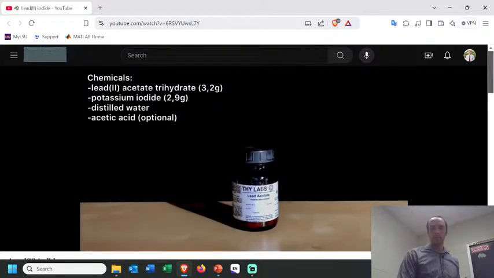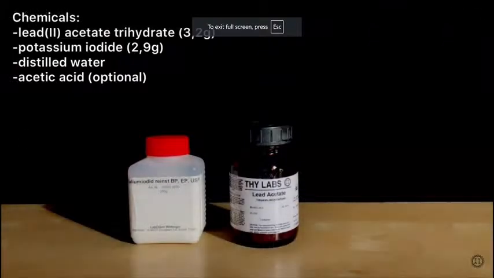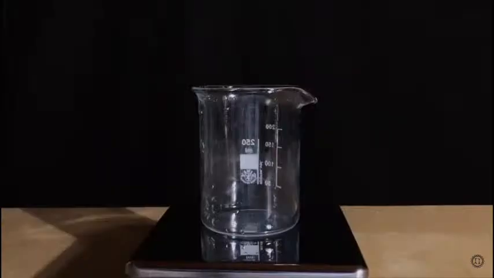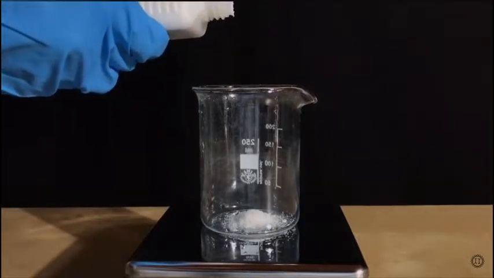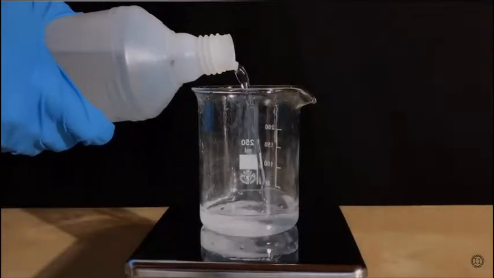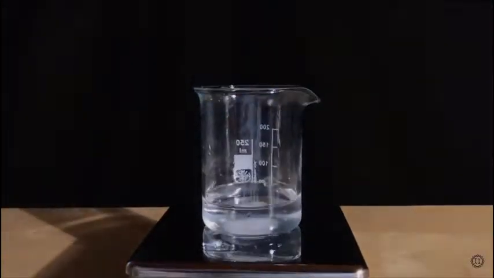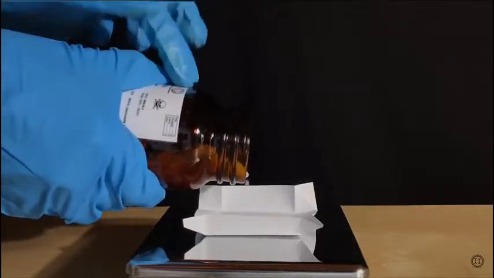Welcome back everyone. For today's experiment, 3.2 grams of lead(II) acetate trihydrate and 2.9 grams of potassium iodide are needed. We started off by weighing out the potassium iodide. Potassium iodide is this white salt, which we then dissolved in approximately 50 milliliters of distilled water. On a piece of paper, we weighed out the lead(II) acetate trihydrate.